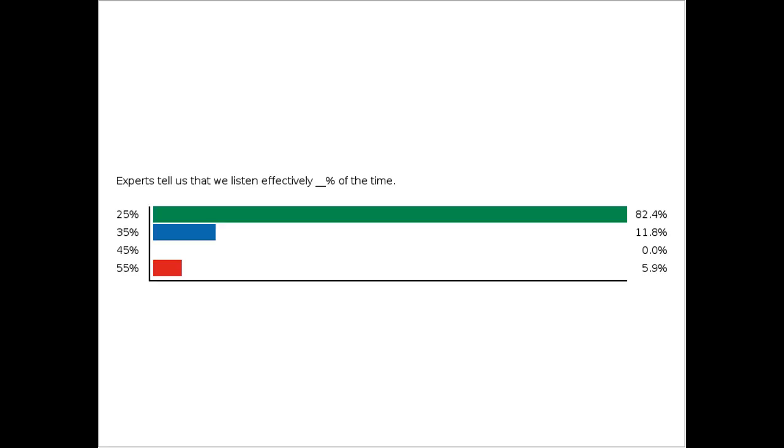Now think about that for a minute. That means that most of us are missing about 75% of what the other person is saying. In a teleconference where the temptation to multitask is high, I would guess that it's even lower than 25%.